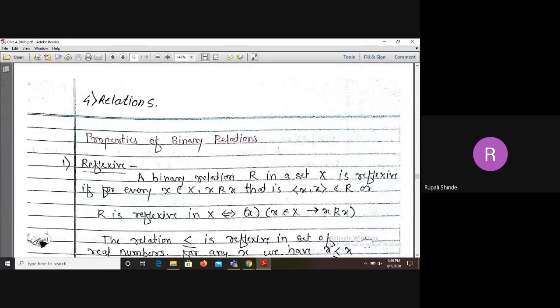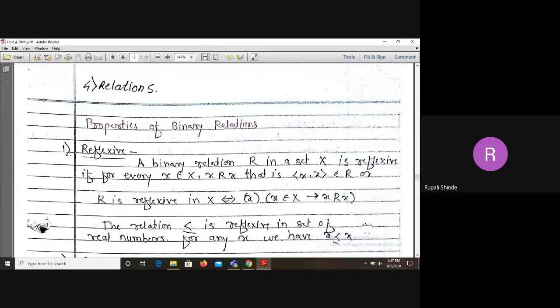If there is only one ordered pair present, that is 1 comma 1 in relation R, then that is not a reflexive relation. Why? Because here we have written: for every small x belongs to capital X. Means what? For every element x, there should be an ordered pair x comma x, and that must belong to relation R. Then only that relation is called a reflexive relation.